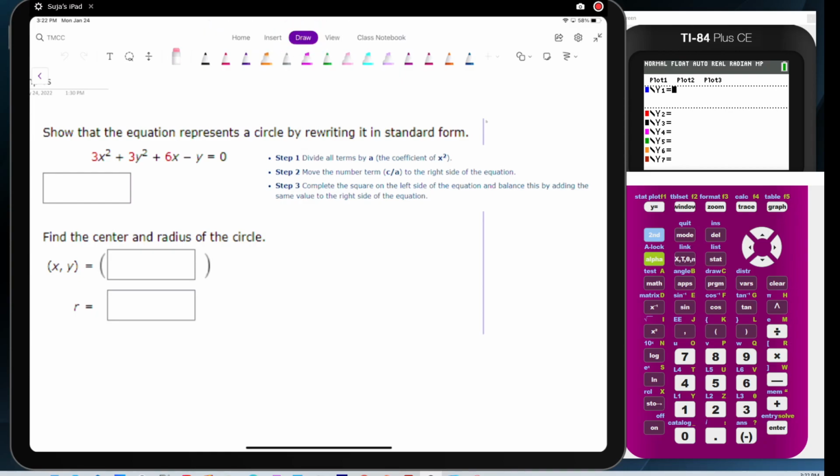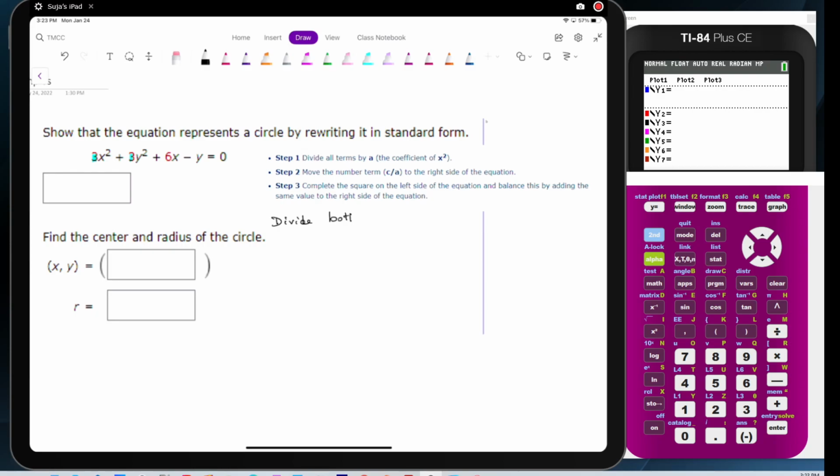Now here my coefficient of x squared and my coefficient of y squared was the same, which is kind of good in this problem because when I divide it, I will have my coefficient of x squared and y squared to be 1, and that's what I need to proceed with this problem. Okay, so since my coefficient of x squared and y squared is 3, I'm going to divide this equation throughout by 3.